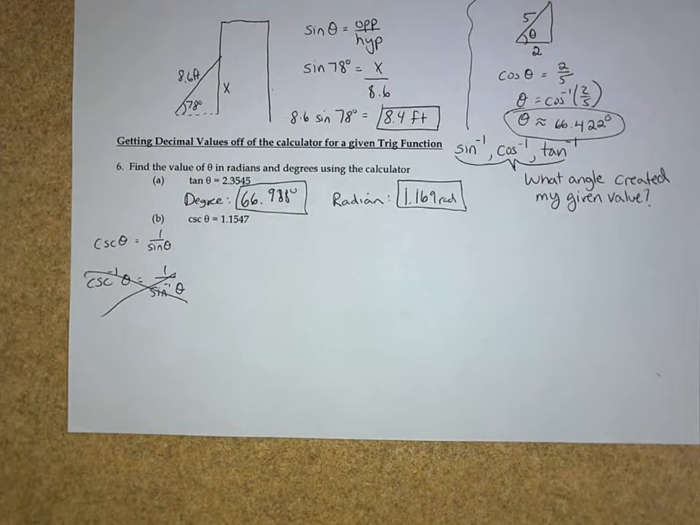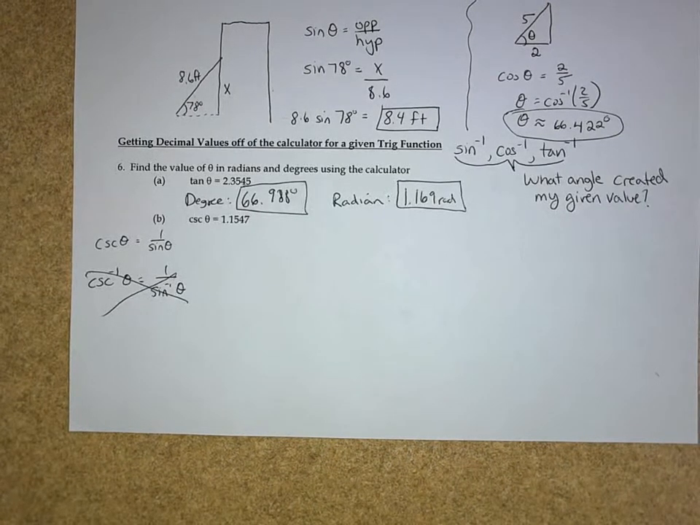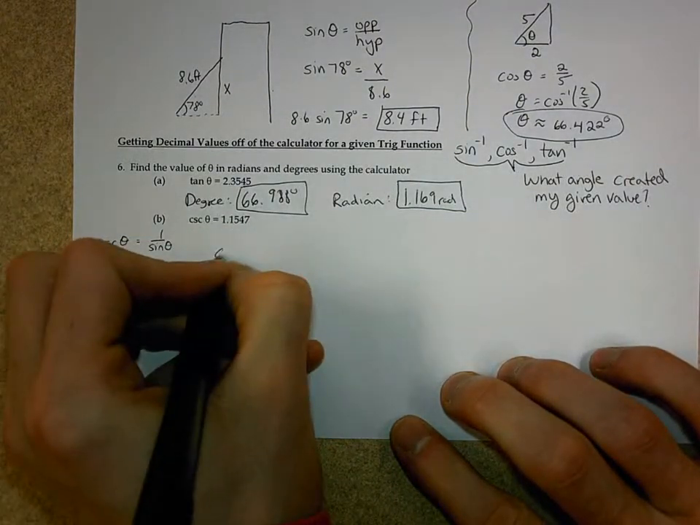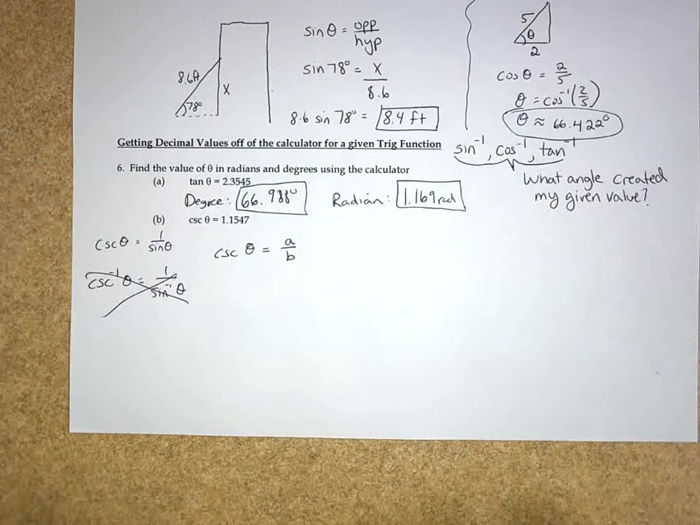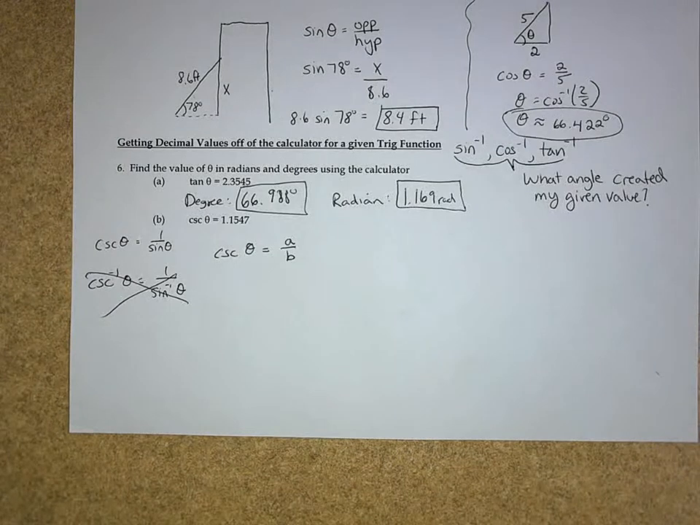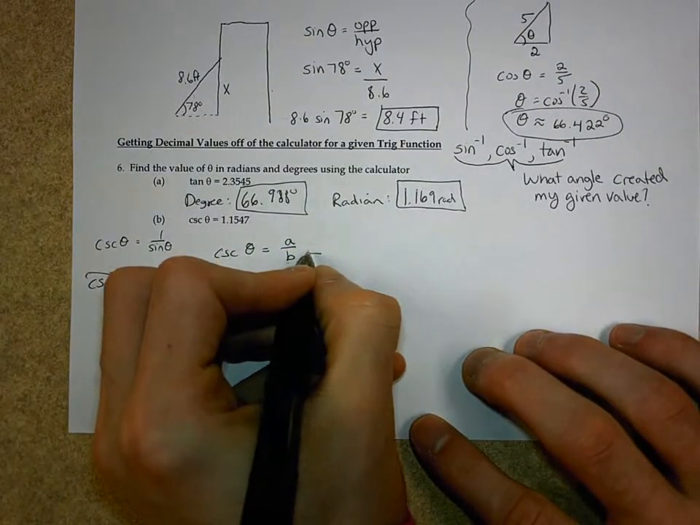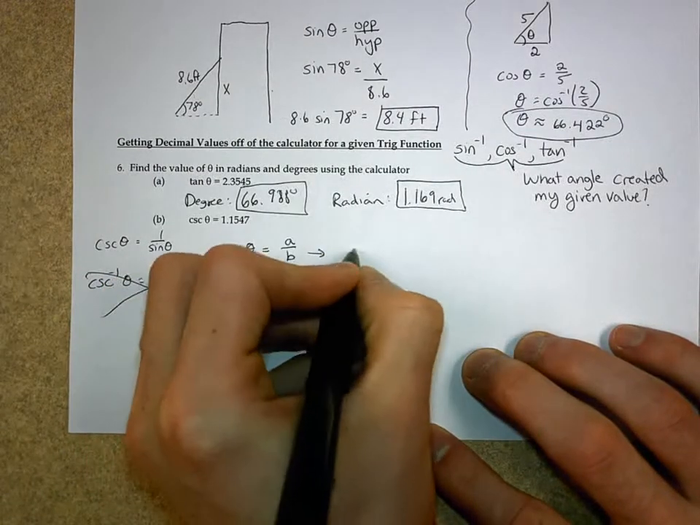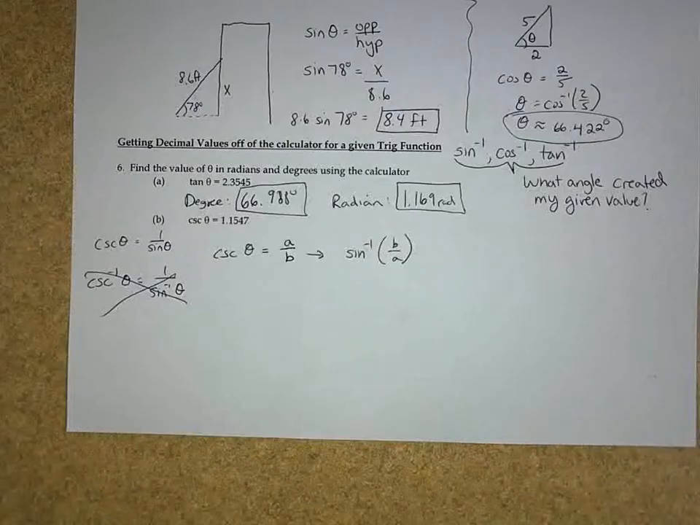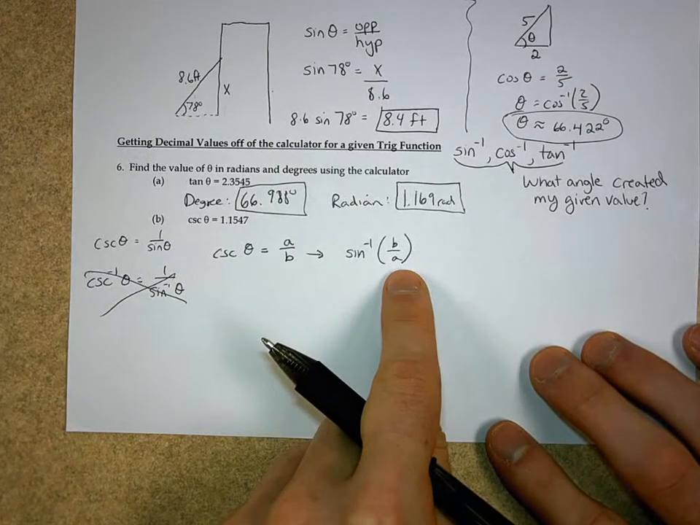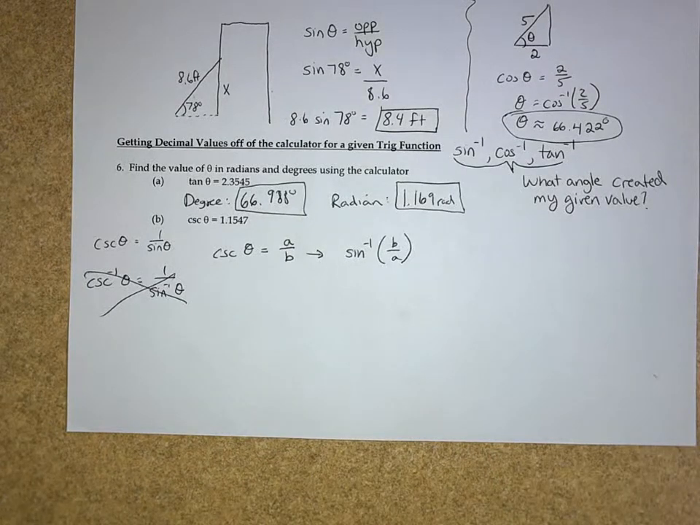What we need to do is flip our value inside the inverse function. So, for example, if I had the cosecant of theta equals some relationship a divided by b, that would mean that if I'm going to be using the sine value, I'm going to take the sine inverse of b over a. I've got to do the flipping inside the sine inverse and not put the sine inverse over 1, or 1 over the sine inverse.